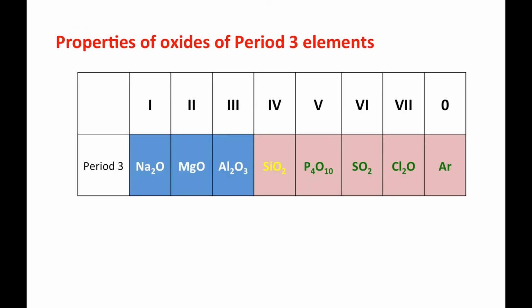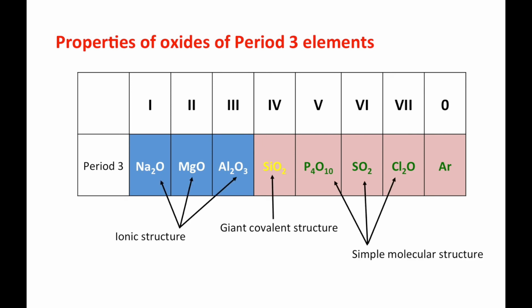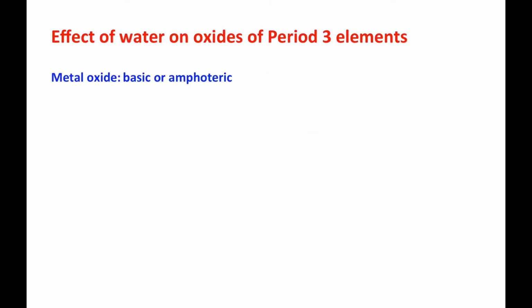For the final part in this chapter, it is the properties of oxides of period 3 elements. So here, once again, I highlight the periodic table with different colors to let you know the bonding and structure of different oxides. Metallic oxides have ionic structure. Silicon dioxide is a giant covalent structure. The other non-metal oxides are simple molecular structures. The metal oxides usually show basic or amphoteric characteristics.